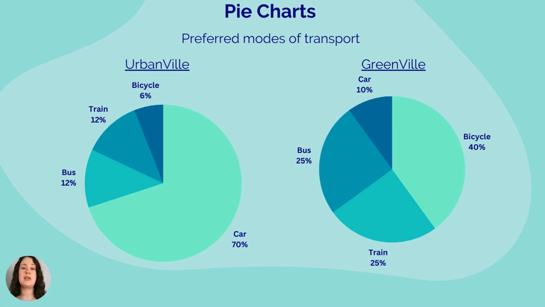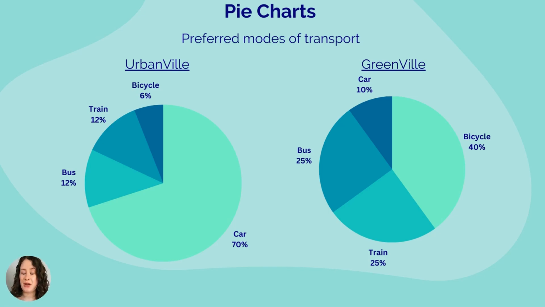Here we can see some example pie charts. A pie chart is sometimes called a circle chart. This is a type of graph in which a circle is divided into different sections. The different sections add up to 100.